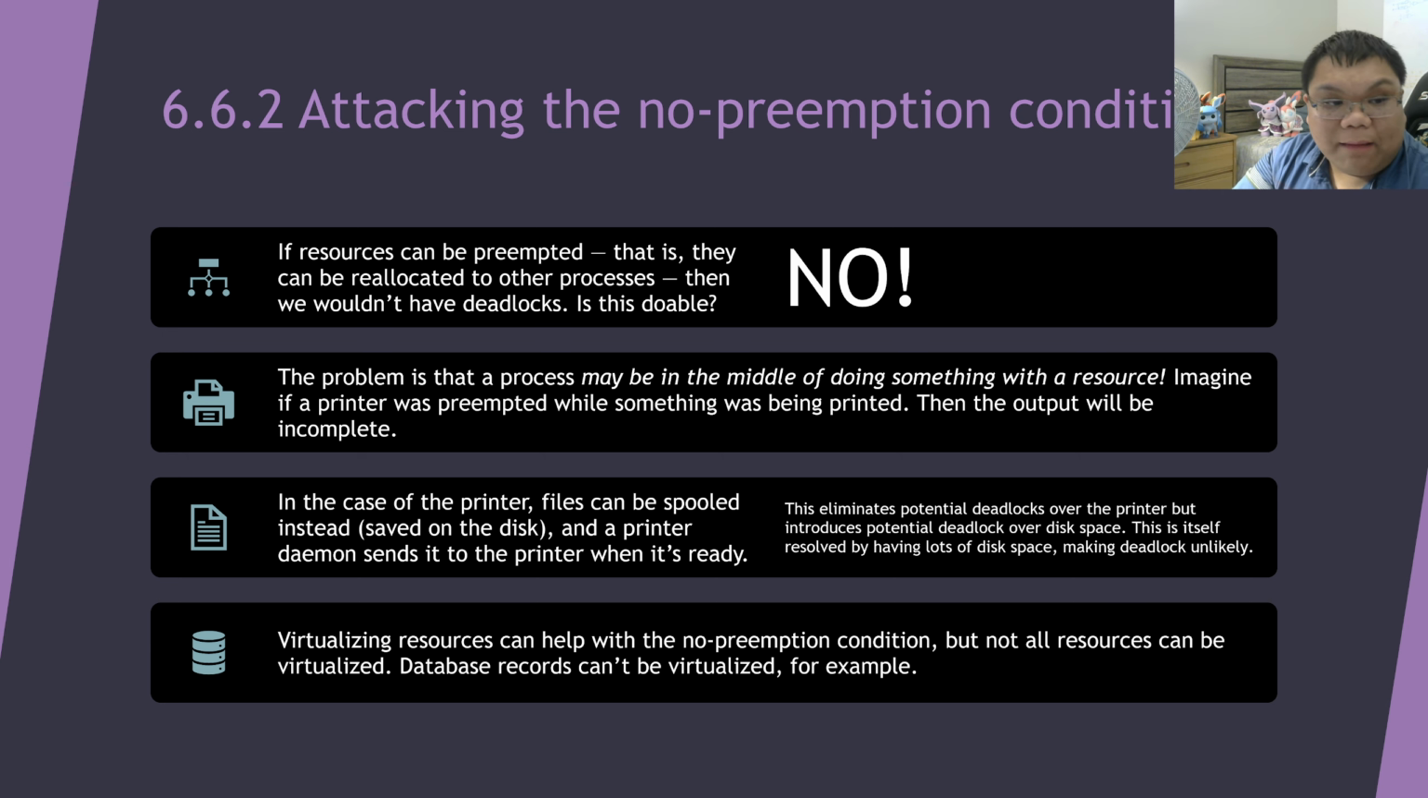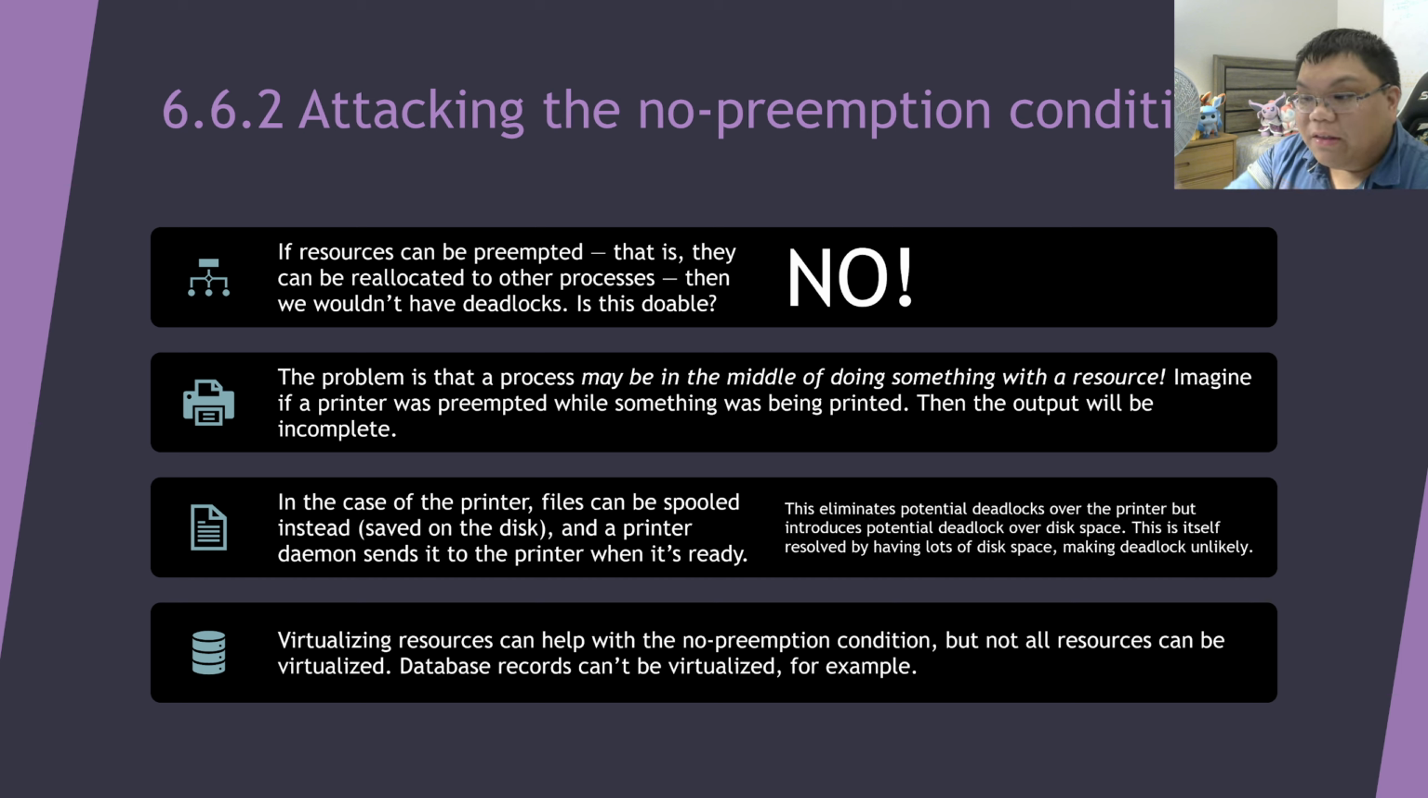Can we do anything about that? Also no. The problem is, a process may be in the middle of doing something with the resource. If you preempt a printer while a process was using it to print something out, then congratulations, you have an incomplete printout. If you preempt a file when a process was in the middle of writing stuff to it, then congratulations, you just have corrupted data.